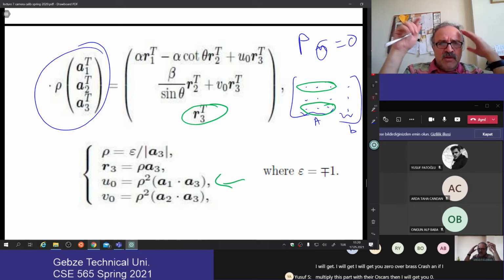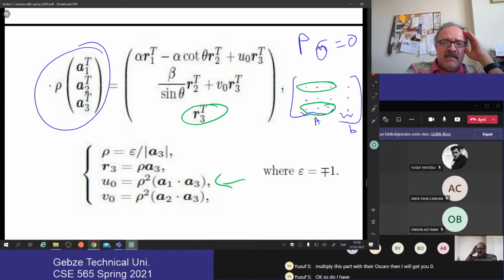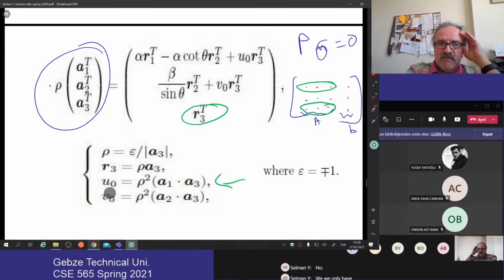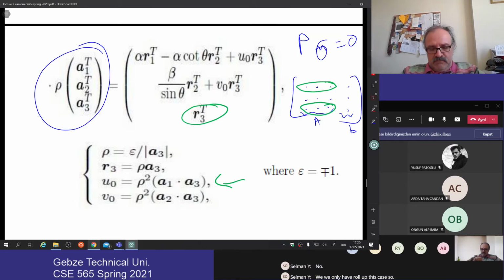Okay, so do I have the minus plus part for the U0? Remember, I know row up to a sign. I know R3 up to a sign. Do I have the same problem with U0? Do I know the U0 exactly, or do I know U0 up to a sign? We only have row up to a square, but row square is always positive. So that means that I know exactly U0.